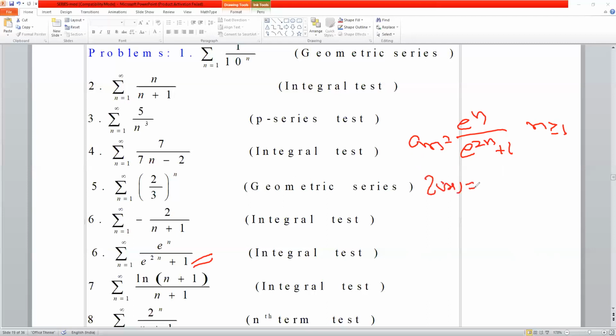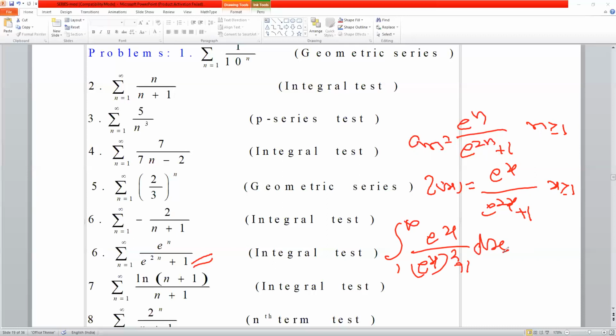f of x is equal to e power x by e power 2x plus 1, for all x greater than or equal to 1. So this function is continuous, bounded and decreasing for all x greater than or equal to 1. So the integral test is appropriate. Now let us integrate this function from 1 to infinity, e power x by e power x whole square plus 1 into dx.